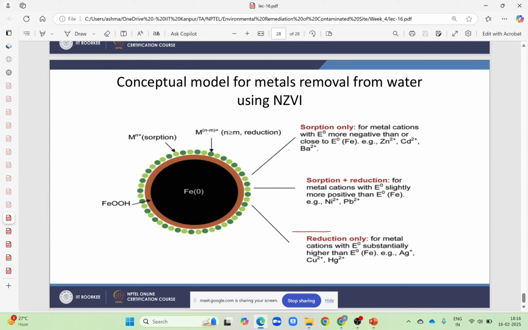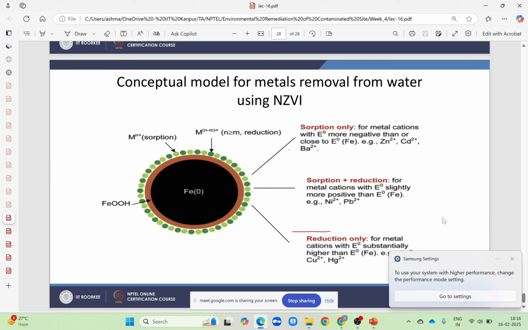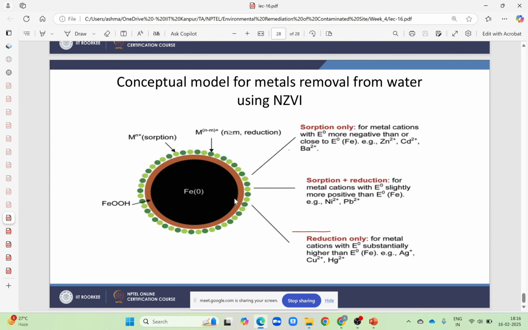So the mechanisms for the removal of pollutants from the water using zero valent iron are here. It can be sorption, where the pollutant gets absorbed on the surface or in the bulk of the zero valent iron, or it can be a combination of sorption and reduction, where it is getting sorbed and some part of the heavy metals are getting reduced because the iron will give the electrons, so the reduction reaction can be enhanced. And the third mechanism is where there is no sorption, only reduction.